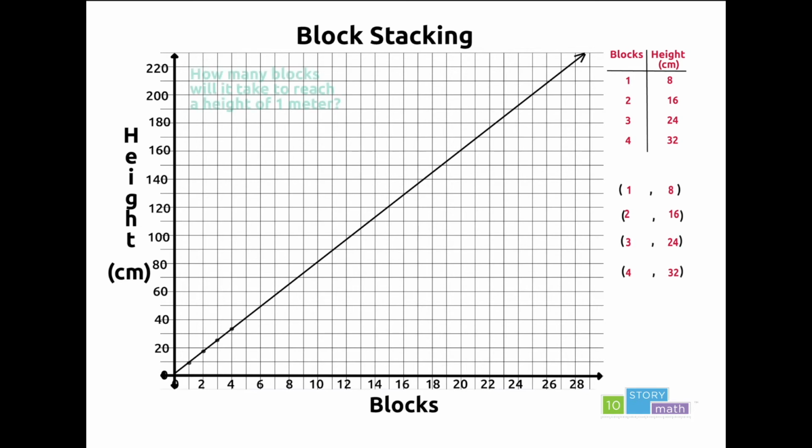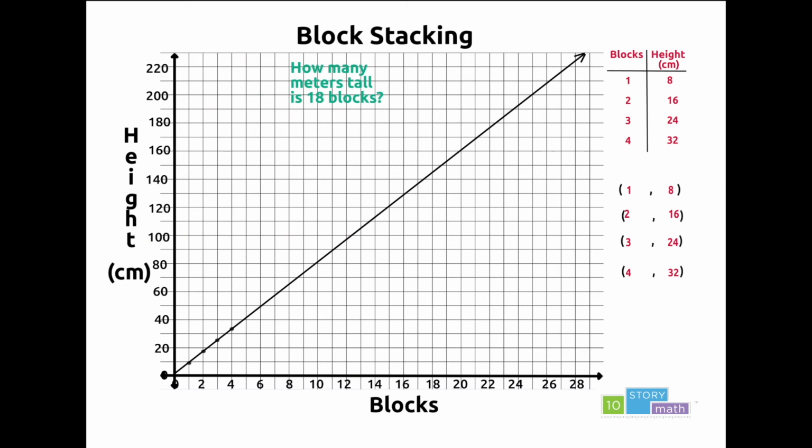Let's take a look back at question 1. How many blocks will it take to reach a height of 1 meter? Well, I know that 100 centimeters is 1 meter, so let me find 100 centimeters along the y-axis and then follow it across until it intersects at the line. The graph tells me that I will need between 12 and 13 blocks to reach 100 centimeters. 12 blocks would be a little bit short, so the correct answer in this case would be 13 blocks.